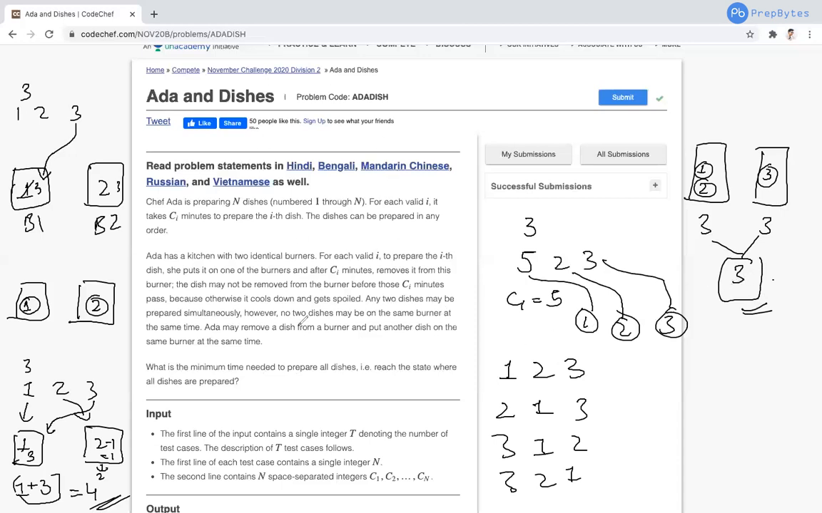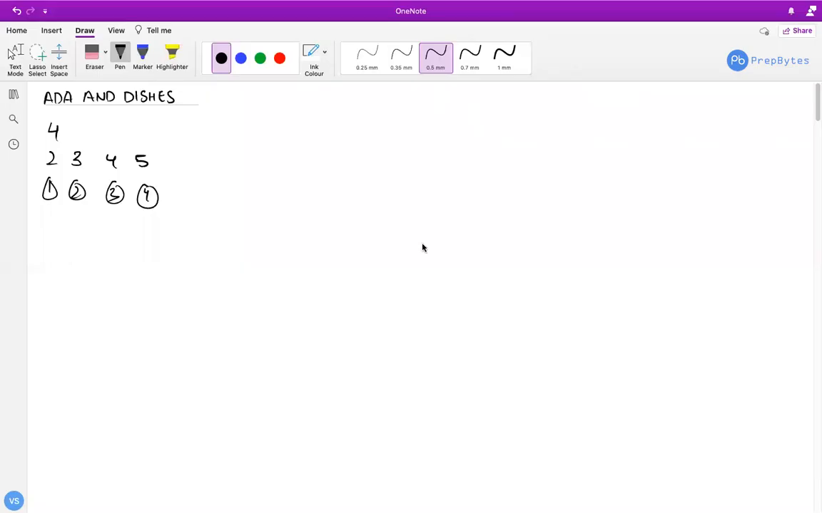So this is what the question means. This was the explanation of the question and test case. Now we will see some approach for how we can solve this question. Okay, so now we will understand the approach to solve this question.